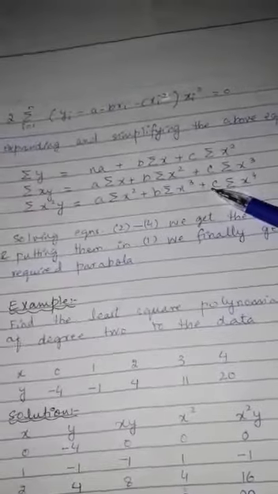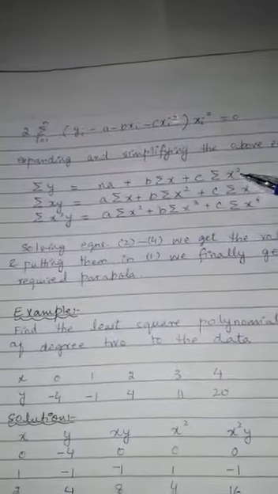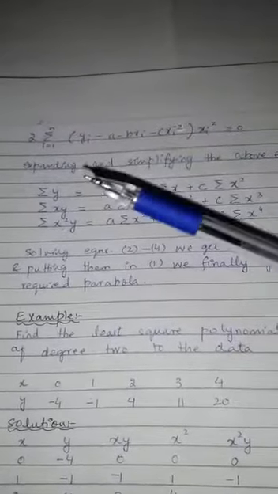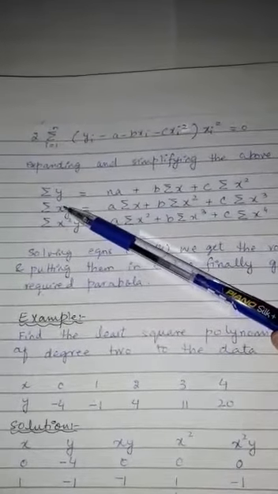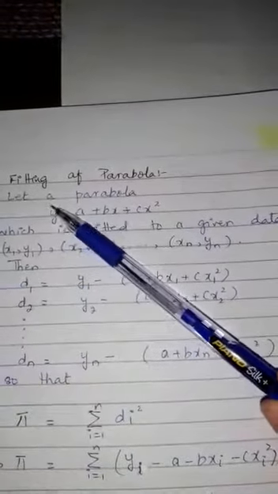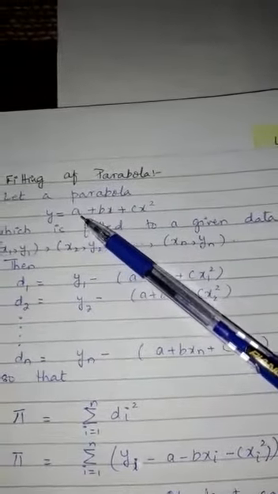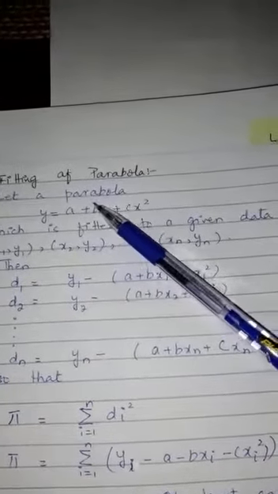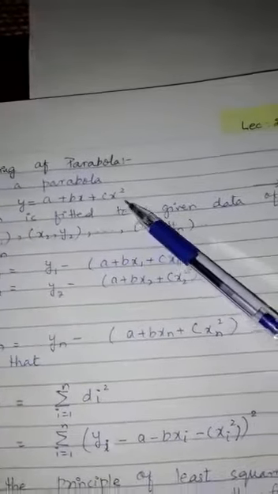So come to these equations. If you feel some trouble in remembering these equations, I can give you a simple trick if you follow me. If you have this equation, it will always start from summation y. You just have to put a sum over here: summation y equals NA plus B summation X plus C summation X square.